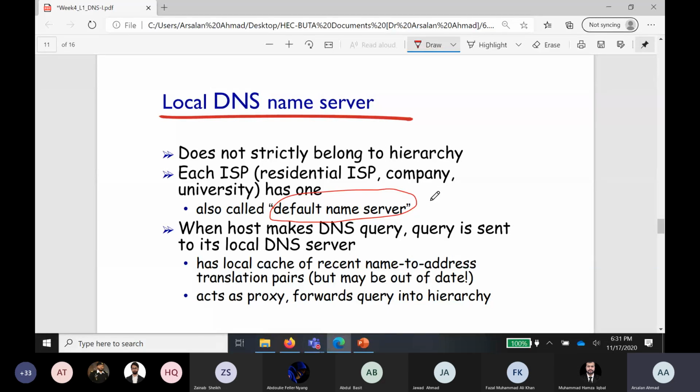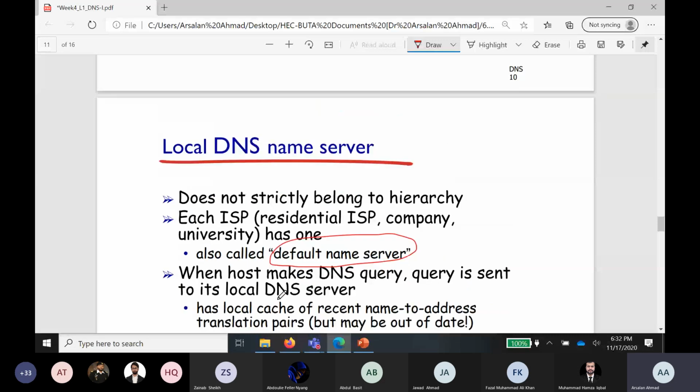On the other hand, the local name server is responsible for any type of query. It will have a local cache with the recent name to address translation pairs, and it will act as a proxy to forward the queries to the hierarchy if it does not have the answer in its database. So it will act as a proxy because it requests on behalf of Seeks users to the root, TLD and authoritative servers for the answers of that particular host name. So I hope the difference is clear to all of you, right?